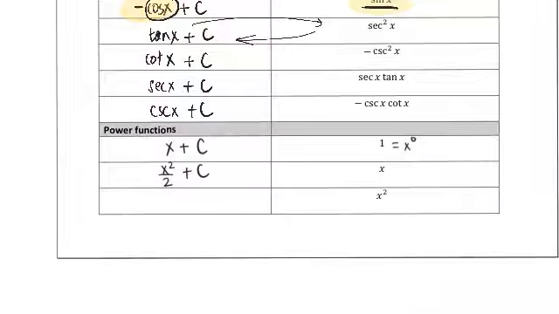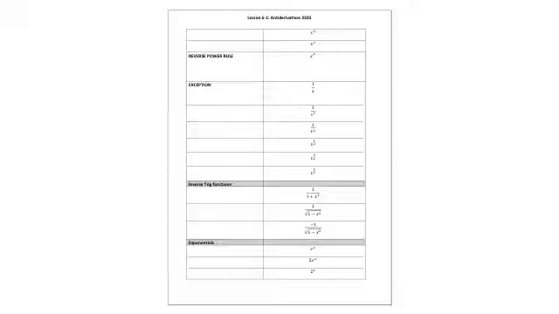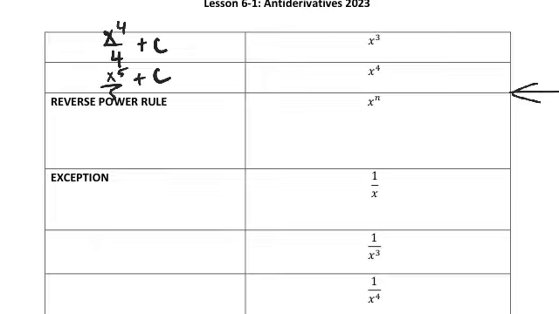Pause the video and see if you can figure out the next few here with the powers, until here. Okay, so hopefully you came up with x cubed is x to the 4th over 4 plus c, and x to the 4th is x to the 5 over 5 plus c.